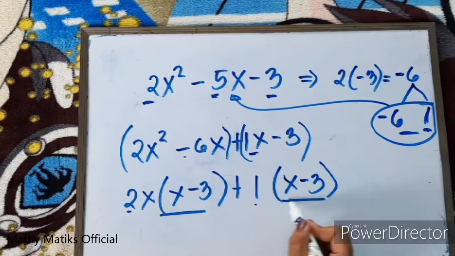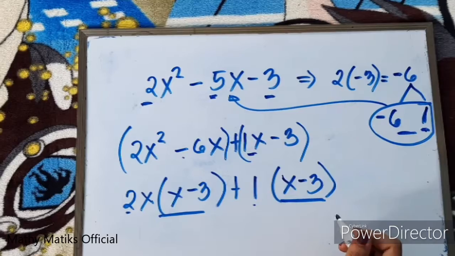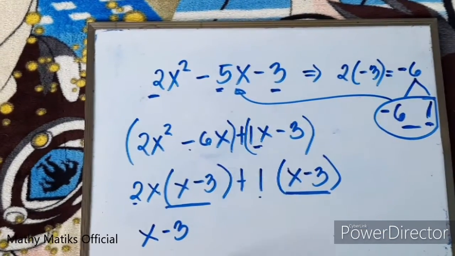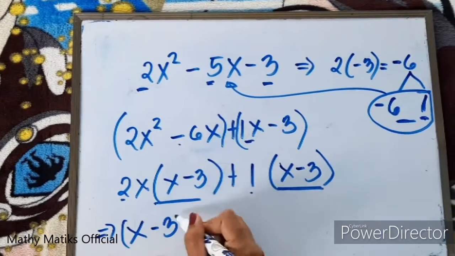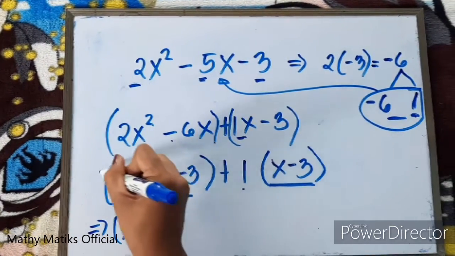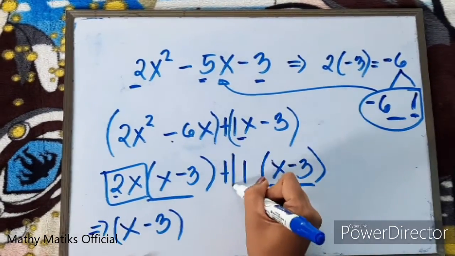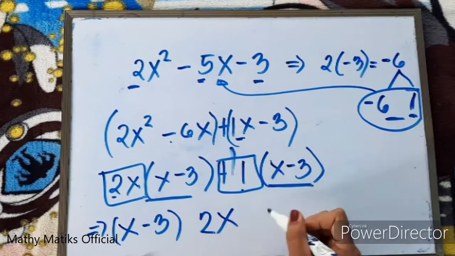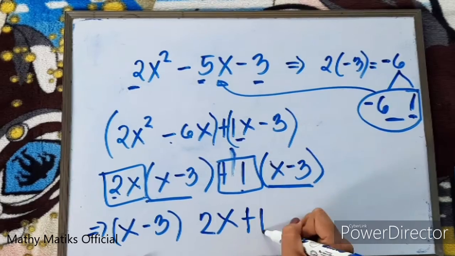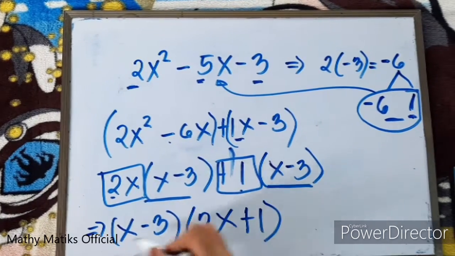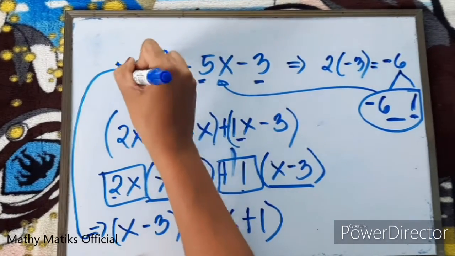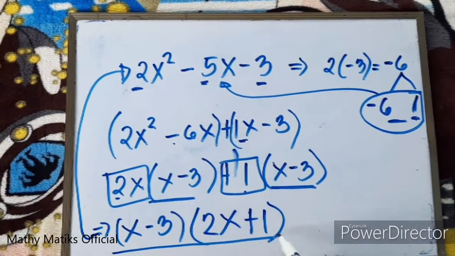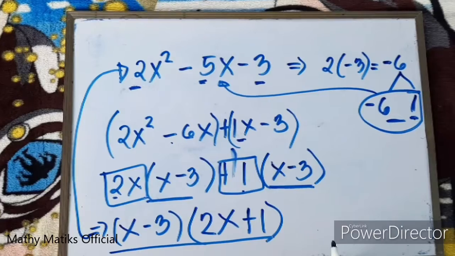As you can see, we now have common terms. So, simply copy the common term, which is x minus 3. Just get only one because we're talking about factors. x minus 3. And here we have 2x and 1. So, let's combine these two terms. We have 2x plus 1. So, this will be our factor of 2x squared minus 5x minus 3, which is the quantity of x minus 3 times the quantity of 2x plus 1.